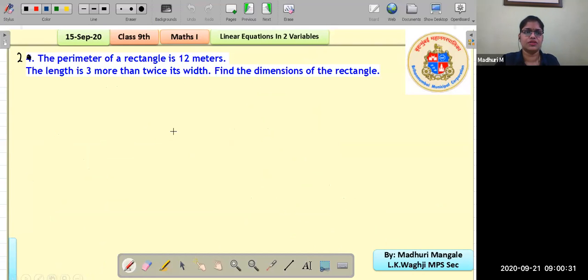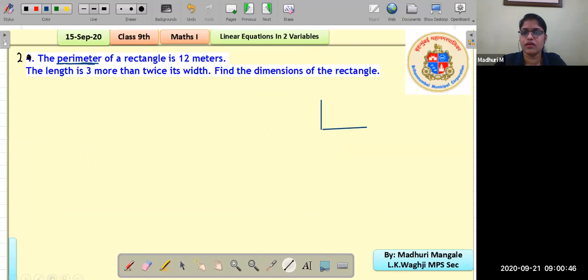That is the next question. Now here, let me read it out for you. The perimeter of a rectangle is 12 meters. What do you mean by perimeter, students? Perimeter means sum of all sides of a rectangle, right?